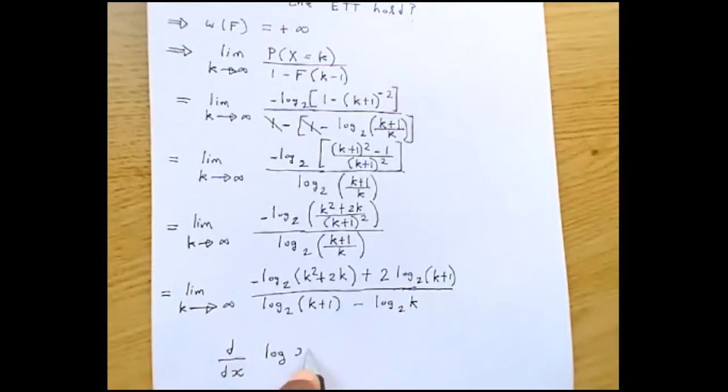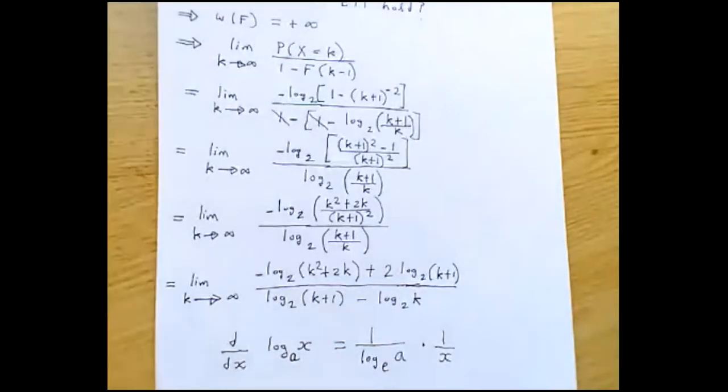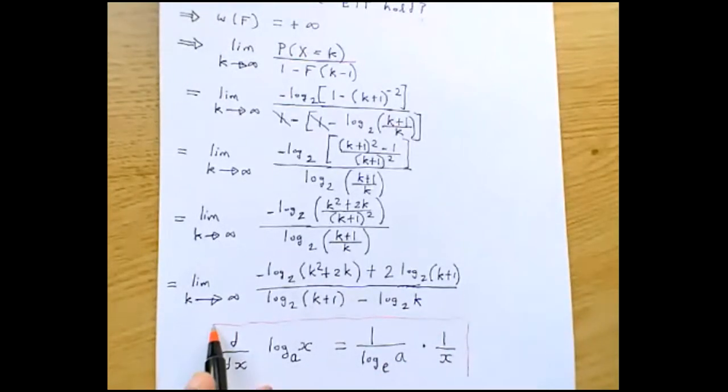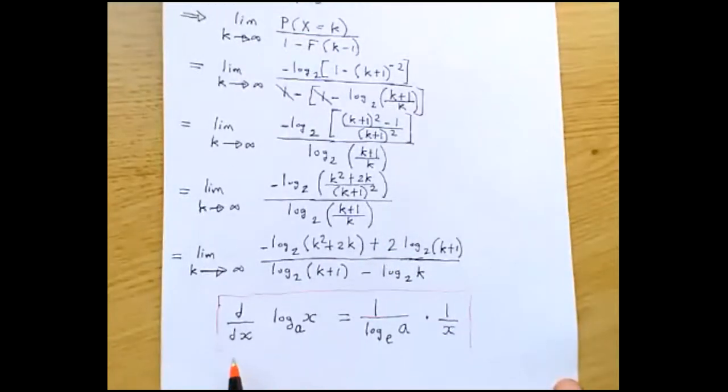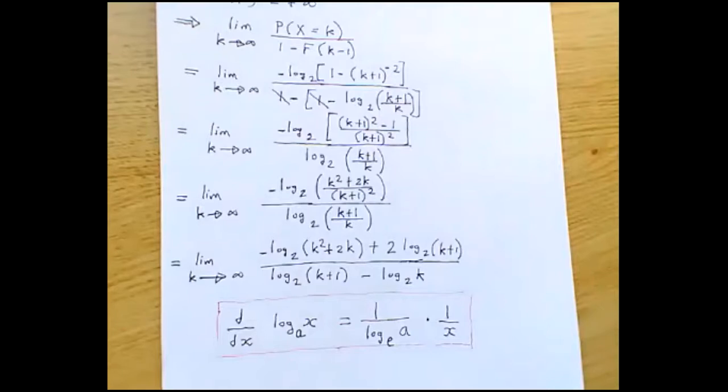When you differentiate log of x with respect to x, what do you get? You get 1 divided by x, right? But here you have log of x to the base a. And this is the formula for this. If you don't know this, you may want to note this down. If you're differentiating log of x to the base a, that's the same as this one, right? Okay. All right, if you don't know this, you may want to note it down.